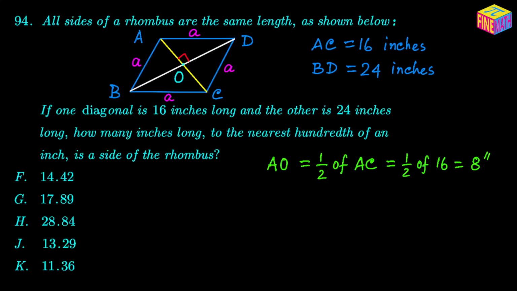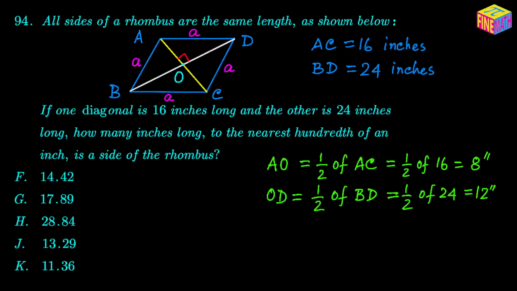And similarly, how about OD? Well, OD would be equal to half of BD. Since the diagonals bisect each other, each segment of the diagonal would be equal. That means BO would be equal to OD. So OD would be half of BD. And what is the size of BD? Well, BD is actually 24 inches. So you can say this is half of 24, that would be 12 inches, right?